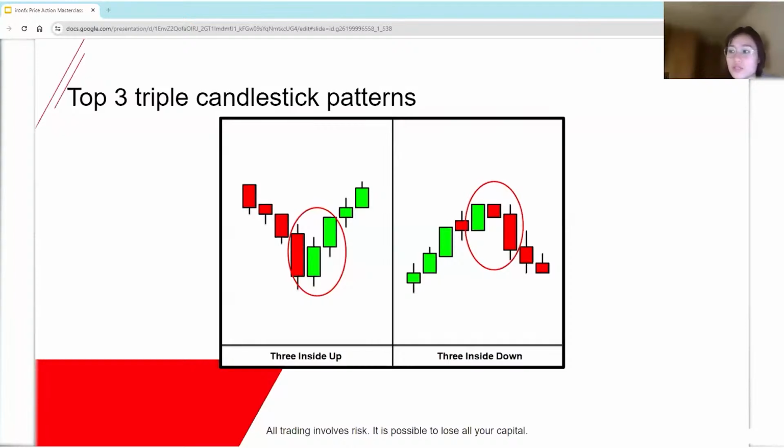Okay, opposite is true again for your three inside down. So starting off, we have a long bullish candle, which indicates a strong uptrend, and a smaller bearish candle here that's completely contained within the body again, confirming. And then lastly, the long bearish candle closing below the first candle, confirming the reversal.